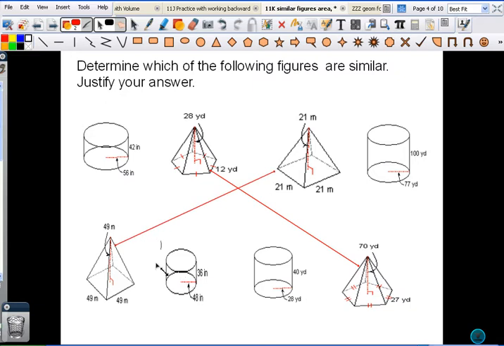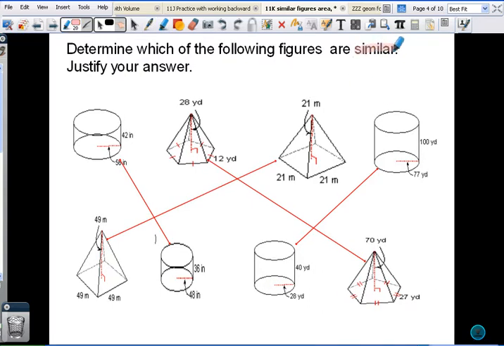Then we have four cylinders. In this cylinder, the radius is larger than the height, and that's the same in this one, so we're going to compare those two. And then in this one, the height is larger than the radius, so we'll compare those two. Now, I'm not saying that these are similar yet. We're just saying these are the ones that we are going to compare with each other based on our definition of the word similar. Okay, same shape.